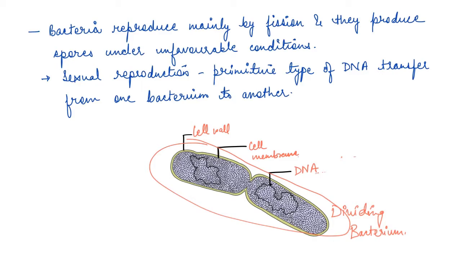So how they reproduce is basically, one bacteria divides through fission, and what they do is they transfer the nuclear material, which is DNA as well, from one part to the other part and it becomes two bacteria. Okay, so this is the reproduction of bacteria.